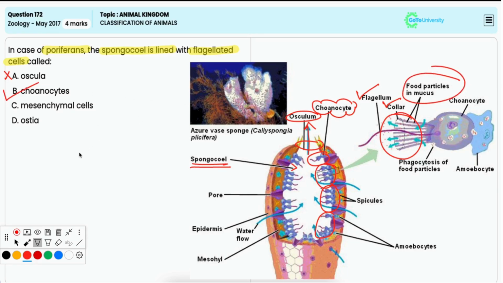Option C, mesenchymal cell. It is incorrect because these cells are involved in various functions such as reproduction, then secretion of skeletal elements, but they do not line the spongocele cavity. Option D, ostia. It is also incorrect because ostia are small pores through which water enters the body of the sponge.